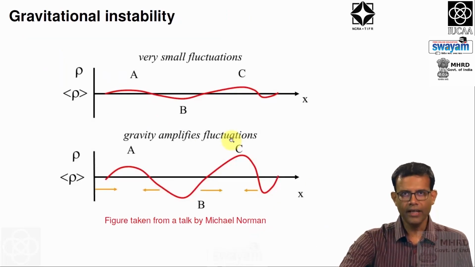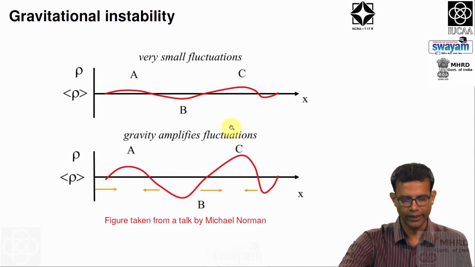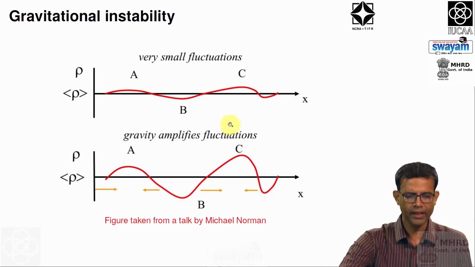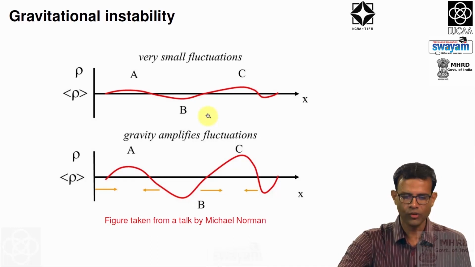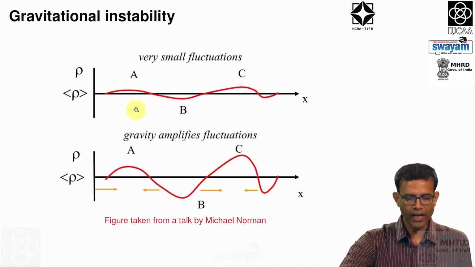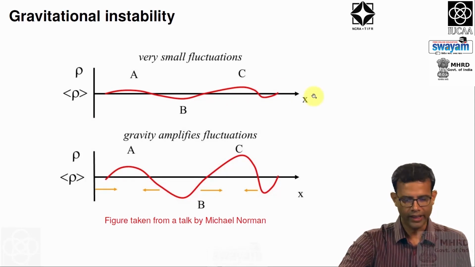The basic idea behind all this has to do with gravitational instability. So, what is the idea? Imagine that you have somehow produced small fluctuations. They can be as small as you want, even 1 part in 10 to the 5 or maybe much smaller than that. So, what has been shown in the cartoon is a plot of density versus, let us say, position in some one direction.